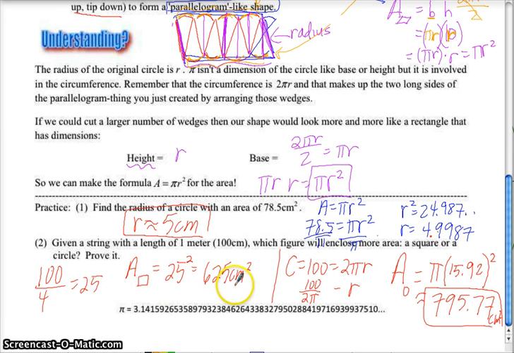Here, we find the area of the square was 625, the area of the circle was 796. Ask me in class if you don't get it. That's it.